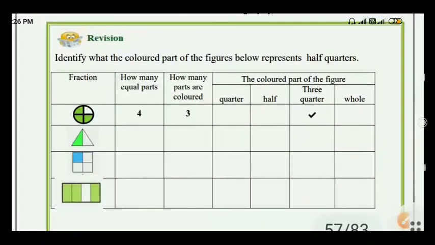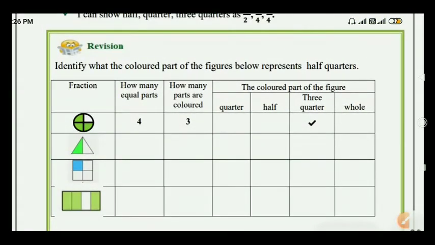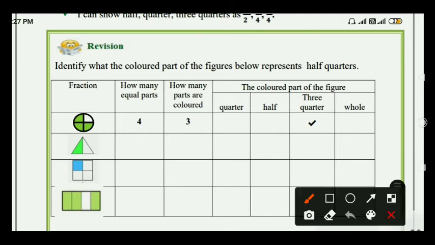Now it's a revision. Identify what the colored part of the figures below represents: half or quarters. Now we have to identify the colored part of the figure. Here we have the fraction, how many equal parts, how many parts are colored, and the colored part of the figure. This is quarter, half, 3/4 and whole.